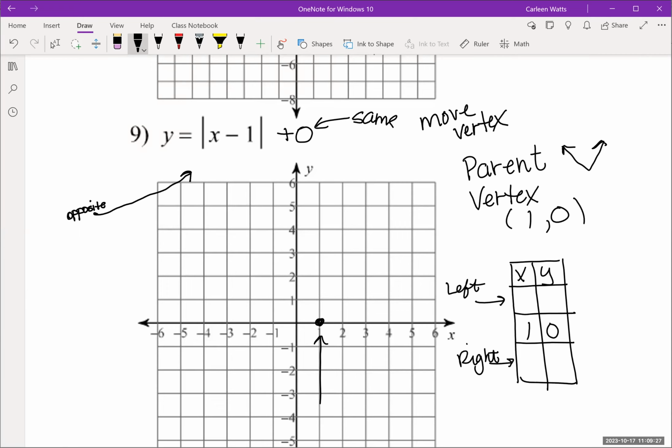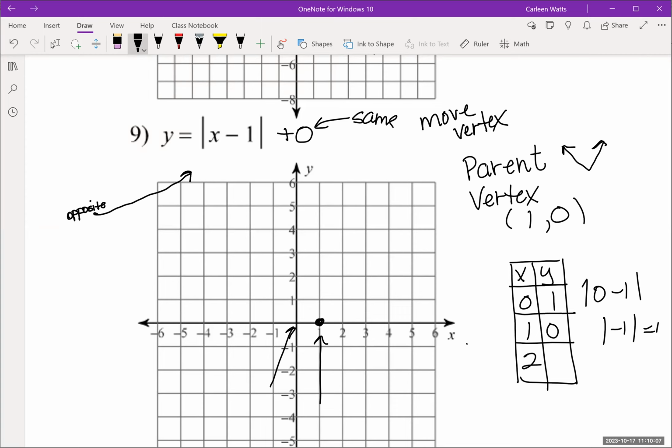Okay, what's going to go right here? 0, to the left of 1. And what's going to go right here? 2. 1 to the left, 1 to the right. Okay, let's plug it in. Absolute value of 0 minus 1 is the absolute value of -1. But absolute value makes that number positive, equals 1.